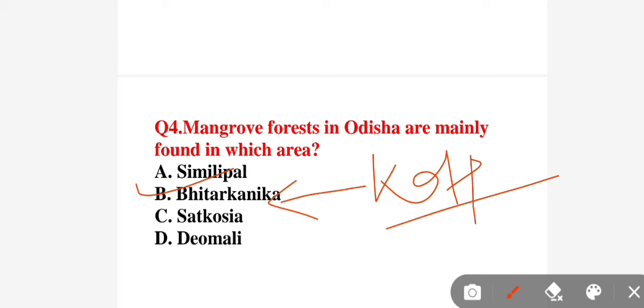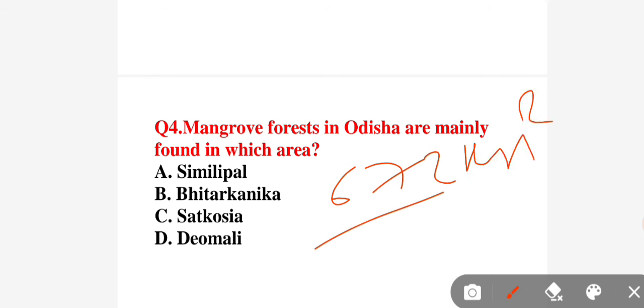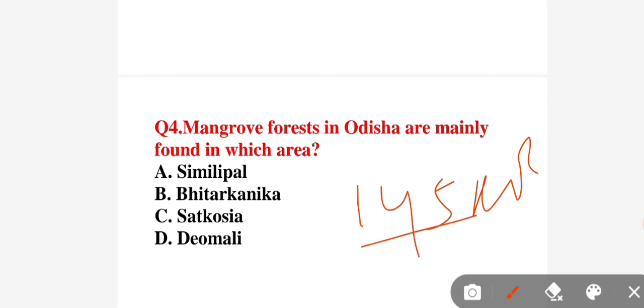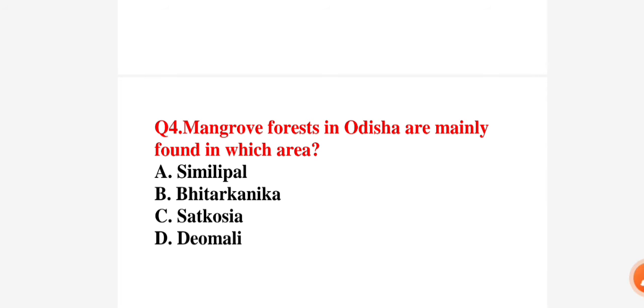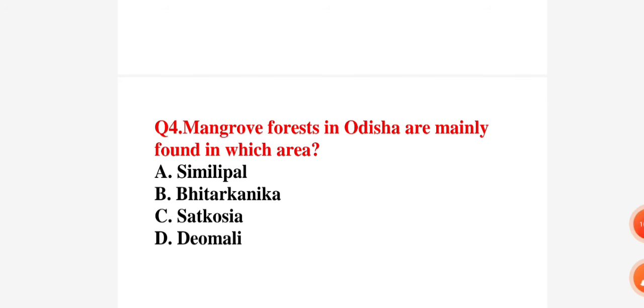If I talk about the Bhitarkanika Wildlife Sanctuary, it covers approximately 672 square kilometers. And the national park covers about 145 square kilometers. Can you tell me when the Bhitarkanika Wildlife Sanctuary got the status of Ramsar site? Yes, in the year 2002.